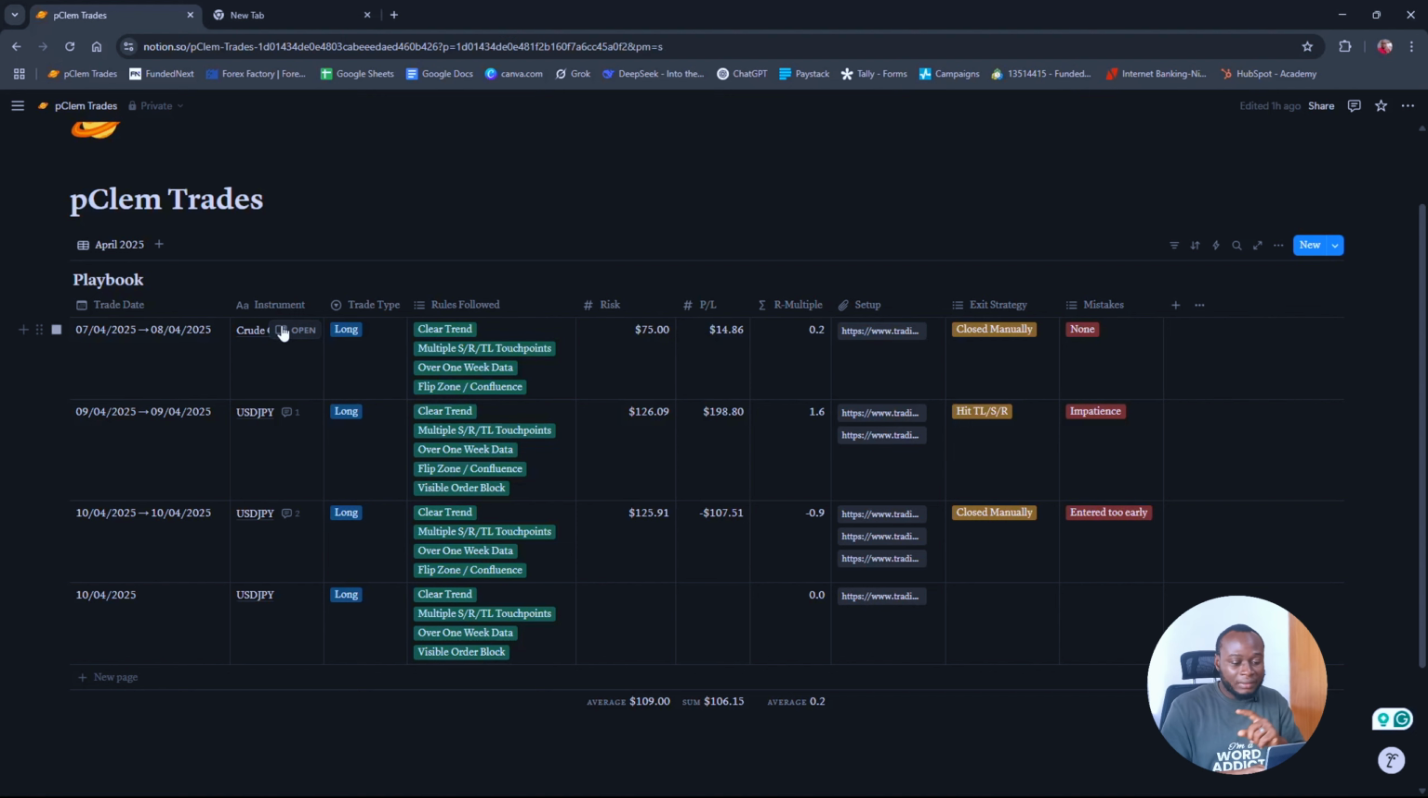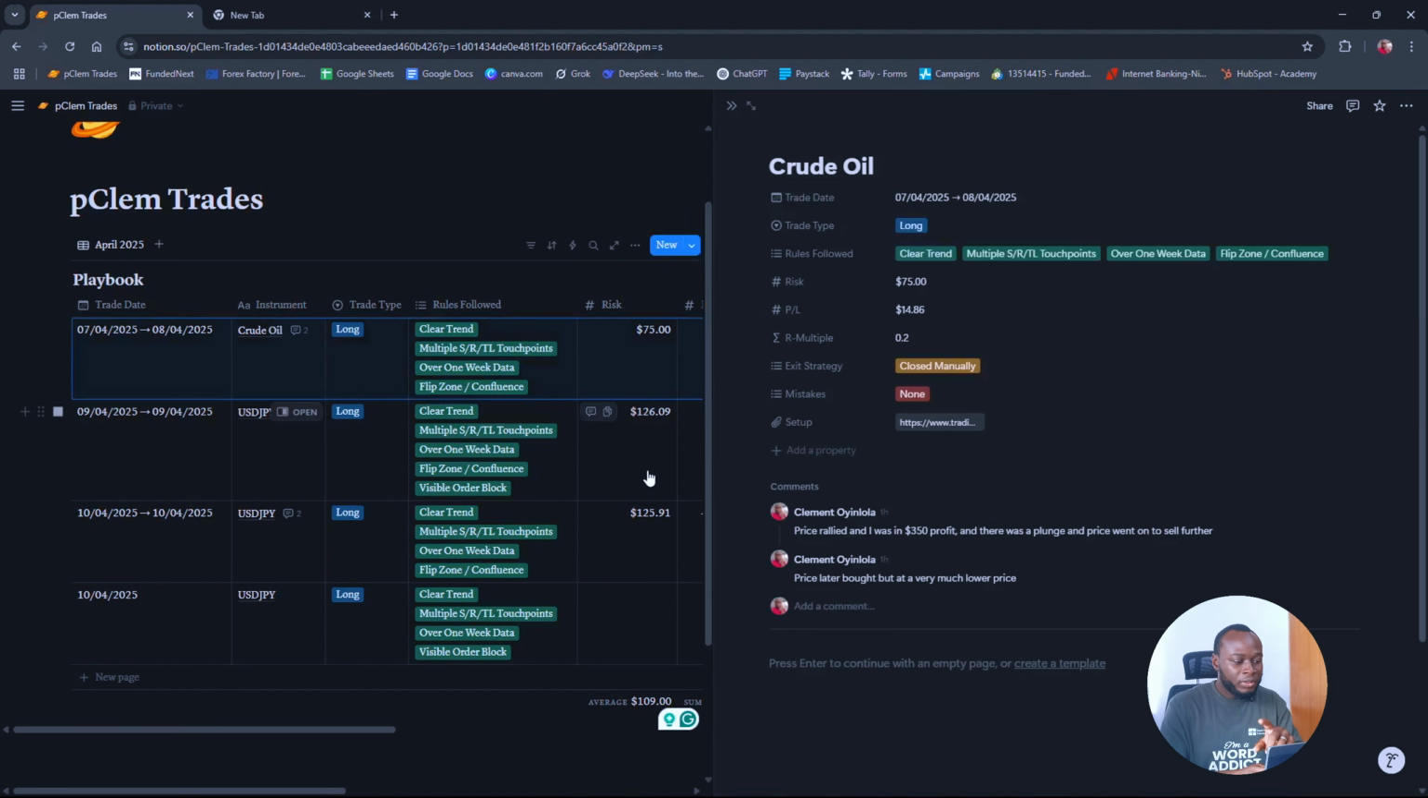Now, if I open this particular trade, you would see clearly I added comments to show what went wrong or what I could have done. So this particular one, I closed it. The price went as high as $350 in profit.